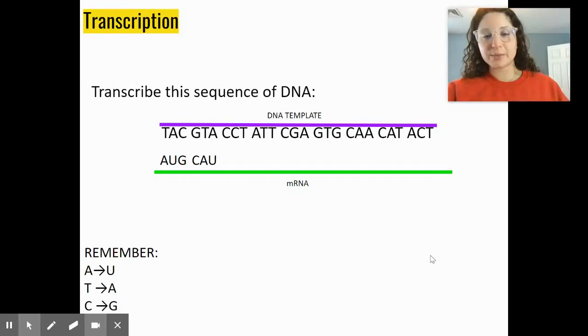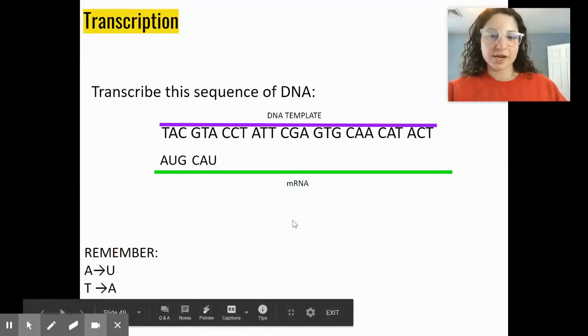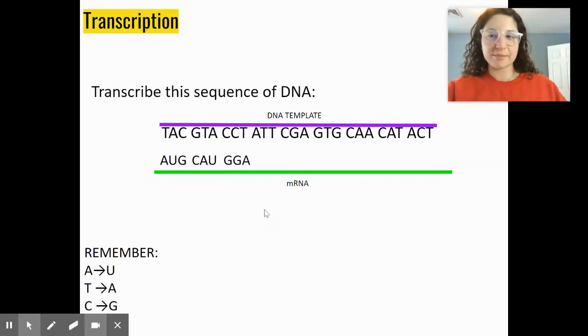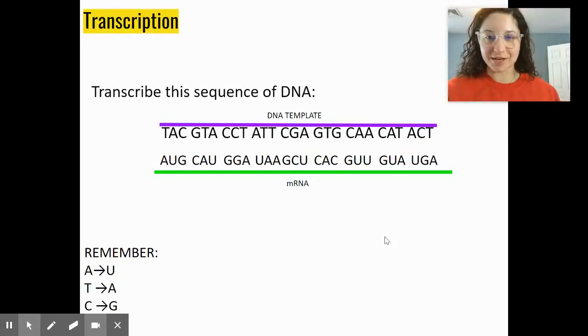All right, so hopefully you did practice this on your own. Let's check your answers now together. So CCT is going to become GGA. ATT becomes UAA. CGA becomes GCU. GTG becomes CAC. CAA becomes GUU. CAT, oh, my favorite animal, cats. CAT becomes GUA. ACT becomes UGA. So hopefully your answers matched with what is now on the screen.